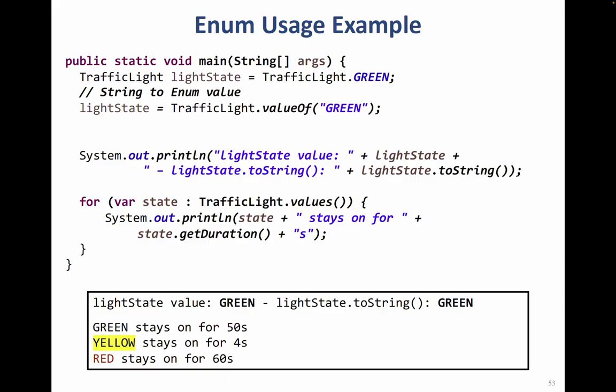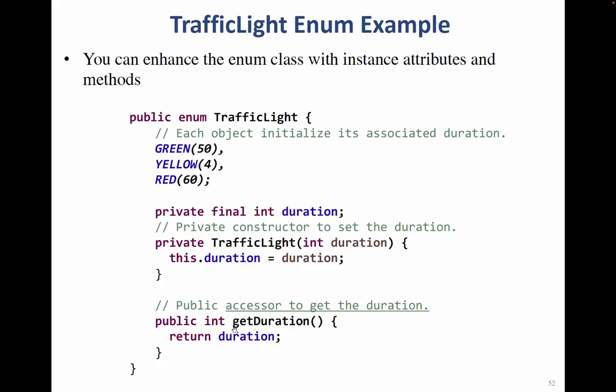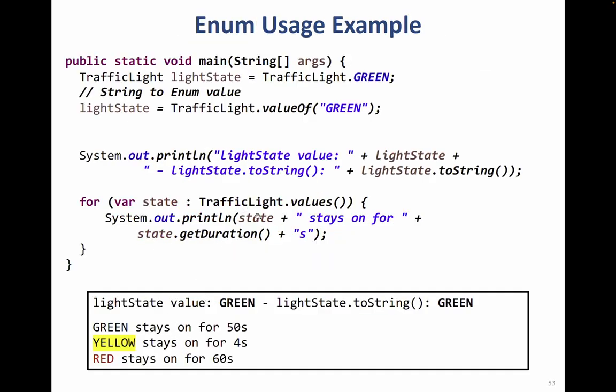And for each case, how will I use this getDuration function? Where will I use it? Well, in this case I iterate over the values, which give me a list of possible items. In each case, if I say state, which is in this case my traffic light, getDuration, it returns the value that I defined at this point.